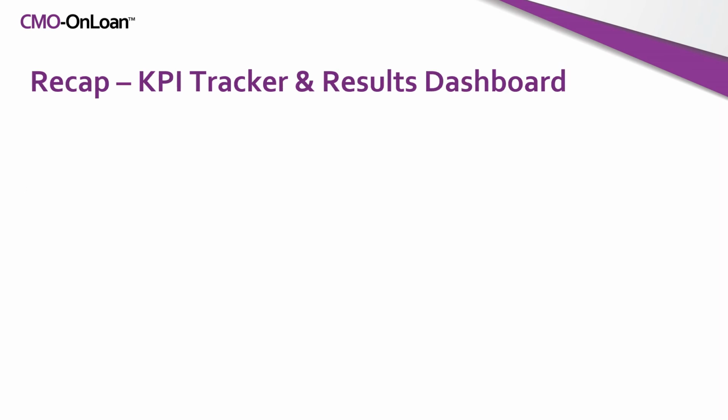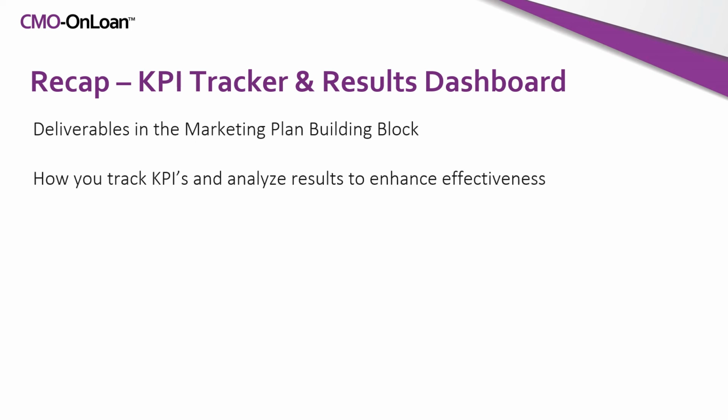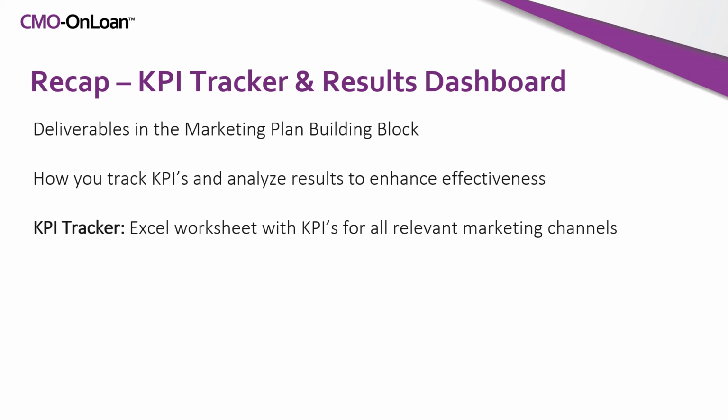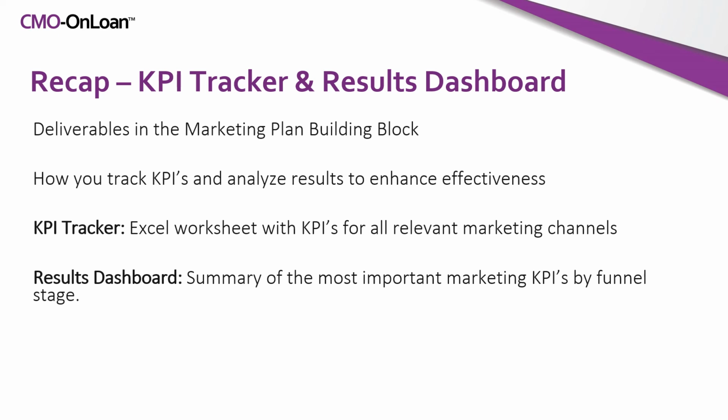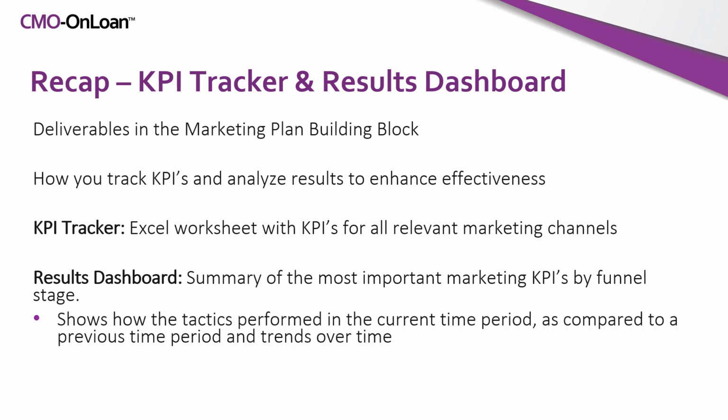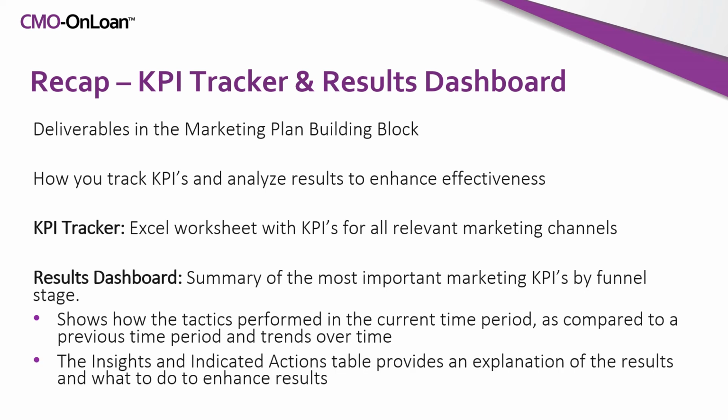Okay, so what's the recap here? These are both deliverables within the marketing plan building block. It's how you track KPIs and analyze results to enhance the effectiveness of your marketing plan over time. The KPI tracker is an Excel worksheet with KPIs for all the relevant marketing channels. The results dashboard is a two-part piece. It's the summary of the most important marketing KPIs by funnel stage. It shows how the tactics performed in the current time period as compared to a previous one, with trends, as I showed you. And the insights and indicated actions is a table that provides an explanation of results and what to do to enhance those.